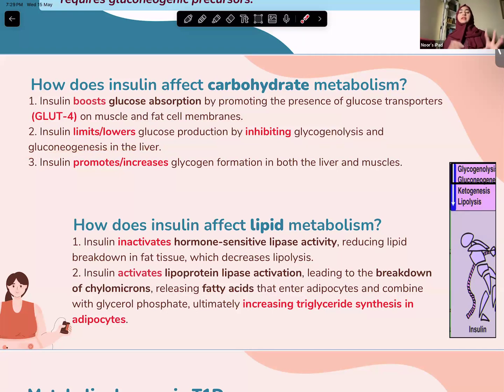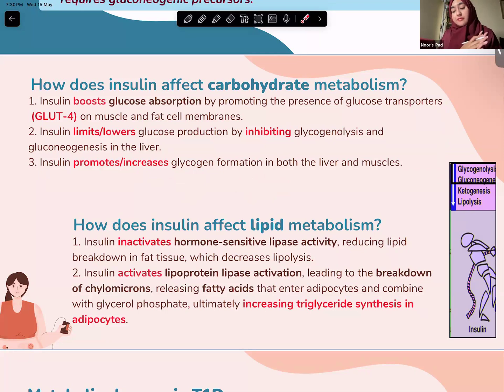And insulin also limits the glucose production and it inhibits glycogenolysis. Glycogenolysis is basically glycogen being broken down into glucose. So that is being inhibited here by insulin. And also gluconeogenesis, like I said, the formation of free fatty acids through non-carbohydrate precursors. And insulin promotes or increases glycogen formation in both liver and muscle cells. Okay, so you know how glucose is converted to glycogen and then it's stored in the liver and muscles. So one of the functions is basically to convert glucose to glycogen. Okay, this is the normal function of insulin on carbohydrates.